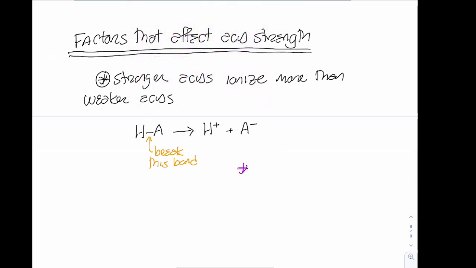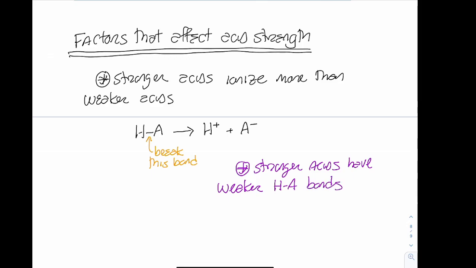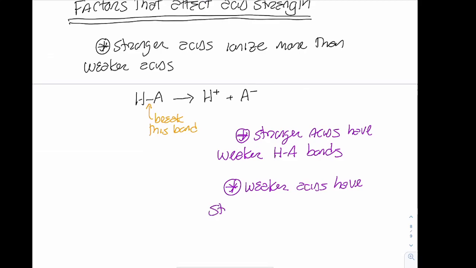So stronger acids have weaker HA bonds, right? They're going to ionize more, which means it's easier to break that bond, meaning the bond is weaker. And then weaker acids have stronger HA bonds, right? It's more difficult to break them. It's going to be ionized less.